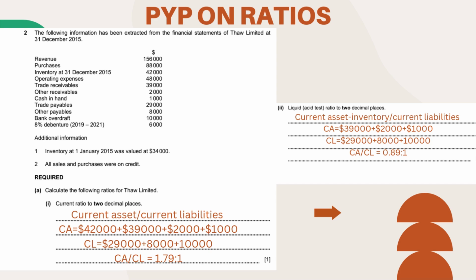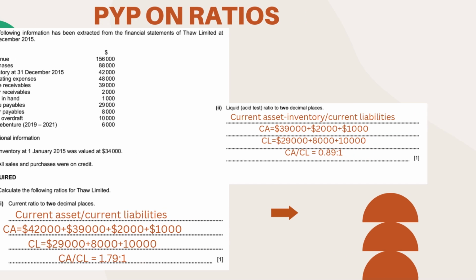For A2, liquid asset ratio to 2 decimal places. Its formula is current assets minus inventory over current liabilities. Current assets are 39,000 plus 2,000 plus 1,000. Current liabilities are 29,000 plus 8,000 plus 1,000. Using the formula, we get 0.89 to 1.